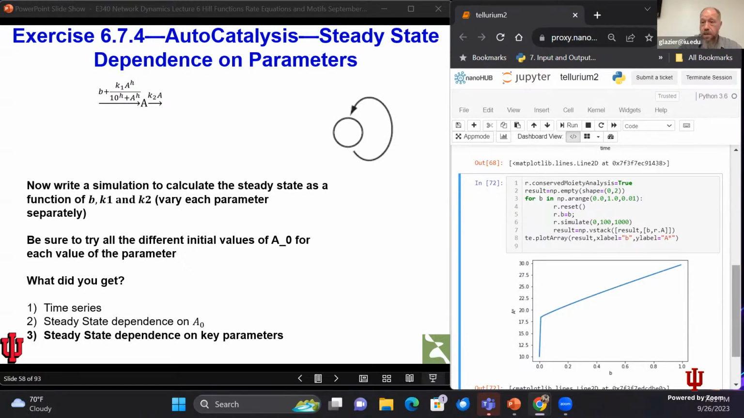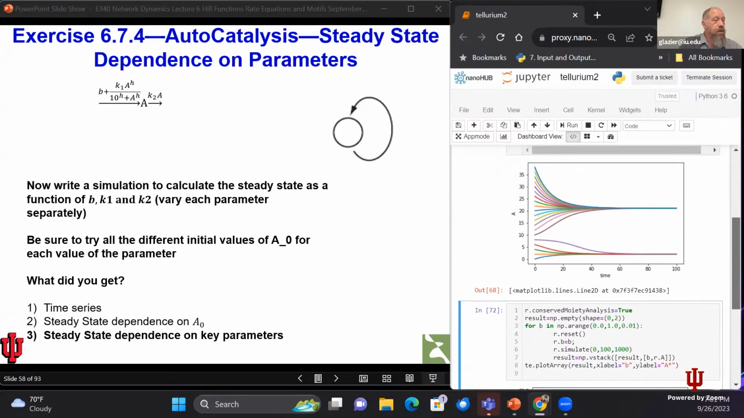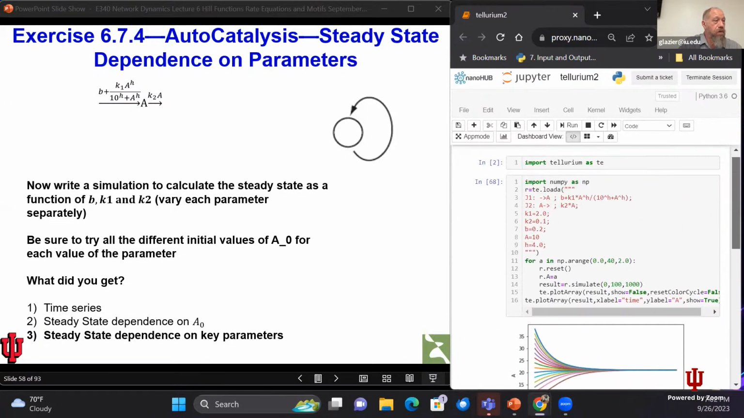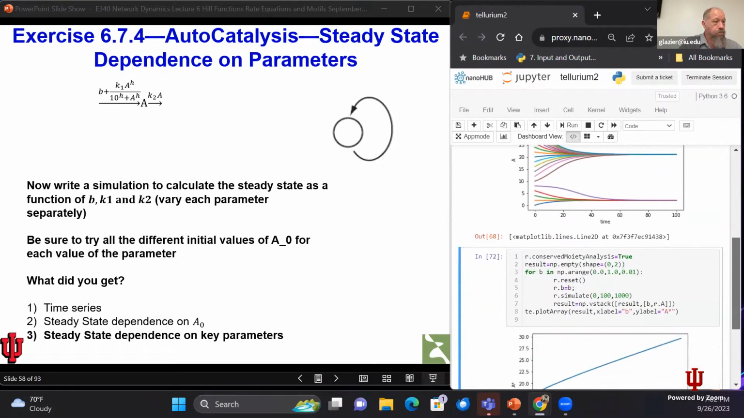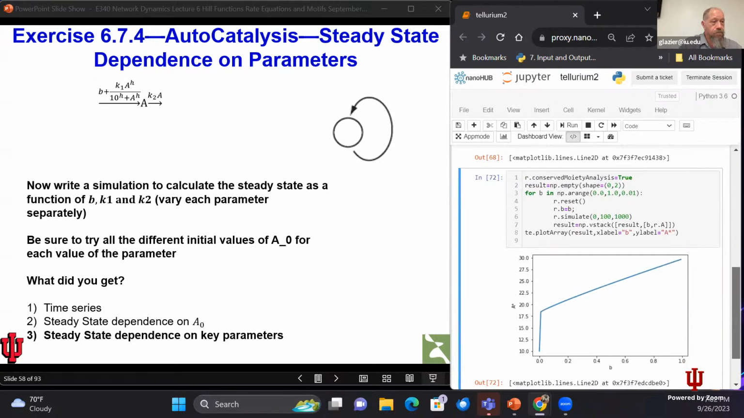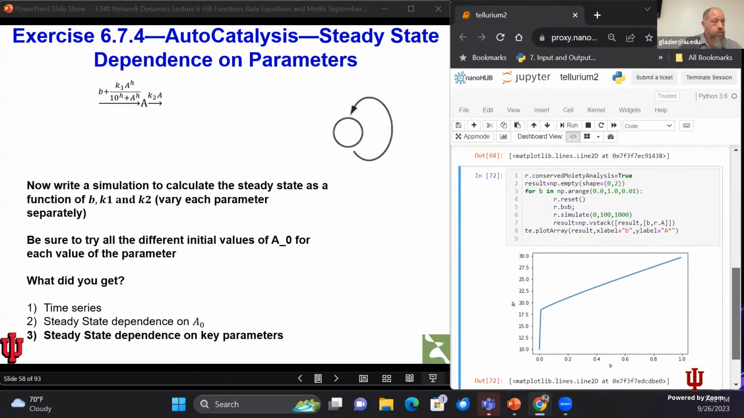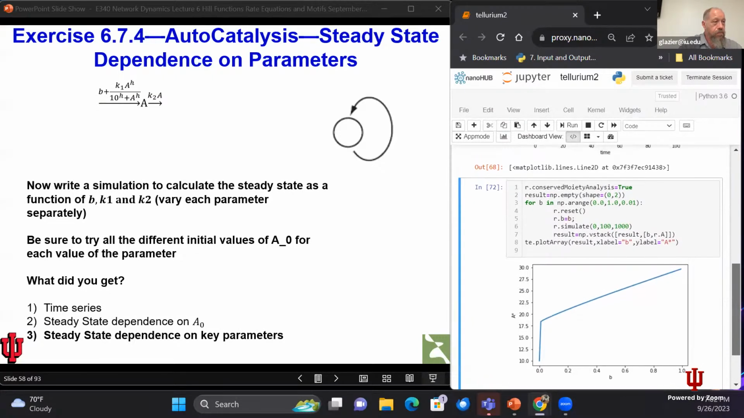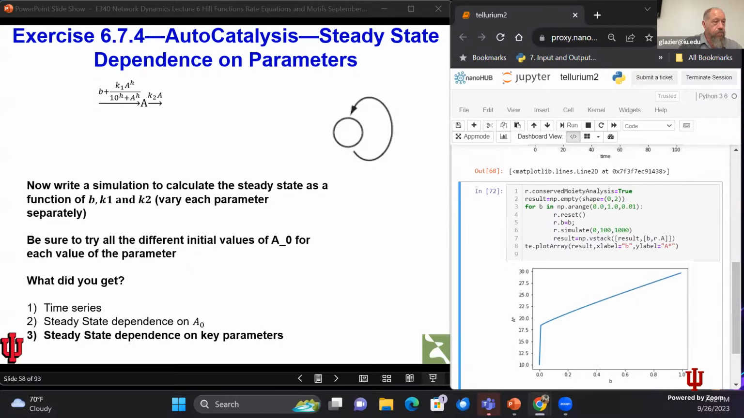Now, I may have made a mistake myself. I'm not sure. So that was for a small initial value of A. And now I'm going to do it for a large initial value of A.